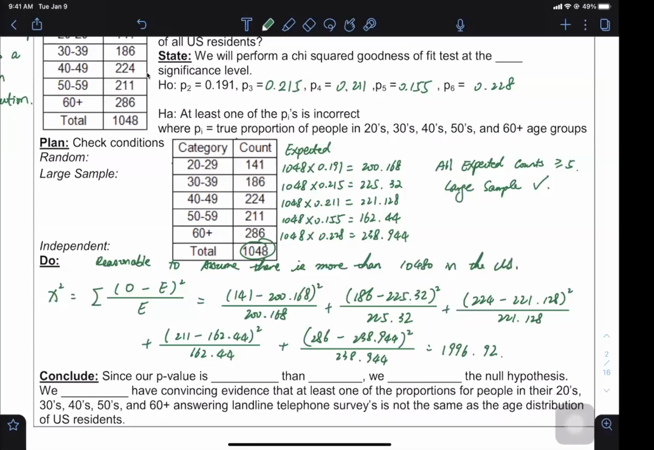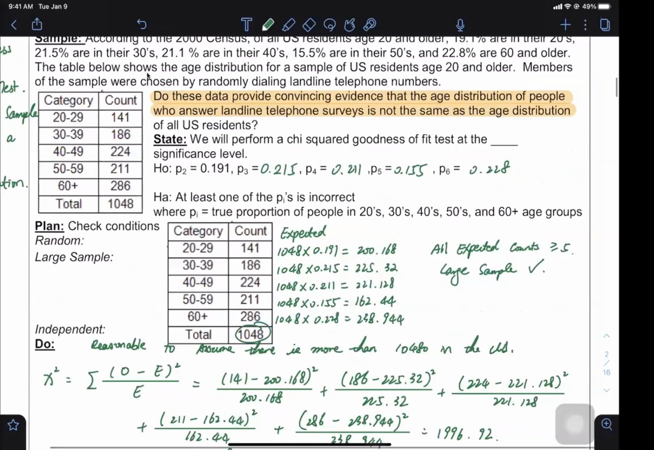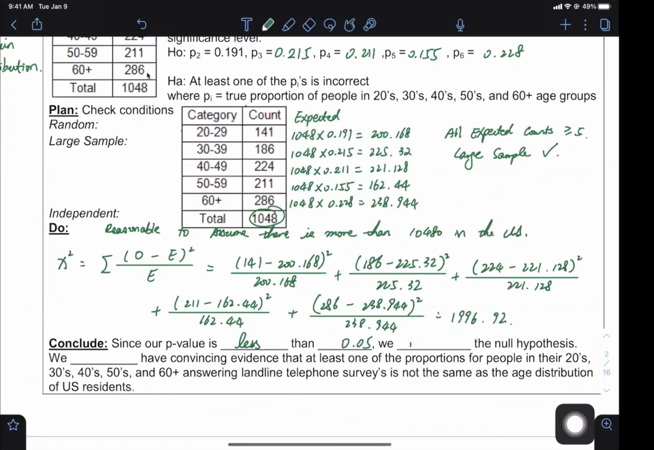So now since our p-value is less than 0.05, which is our significance level, we can reject the null hypothesis, and then we do have convincing evidence that at least one of the proportions in the age group is not the same as the age distribution of the US residents. Questions?